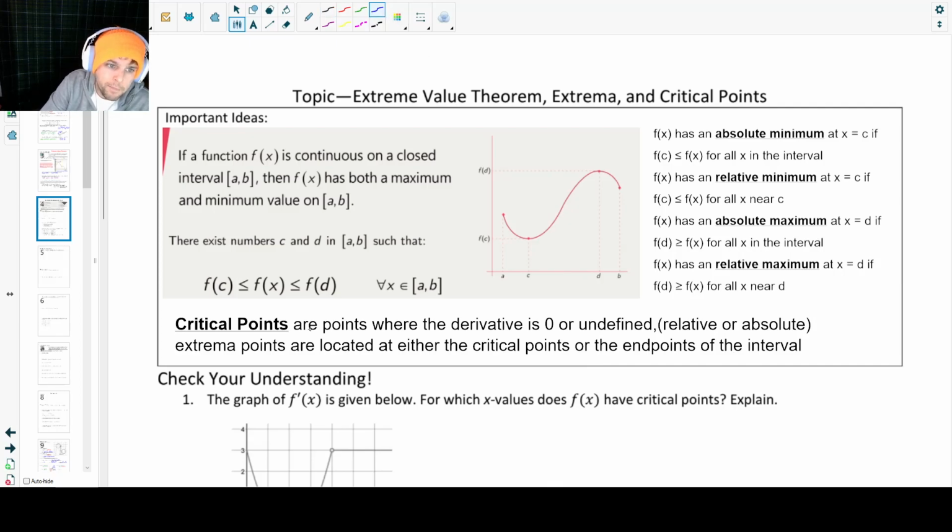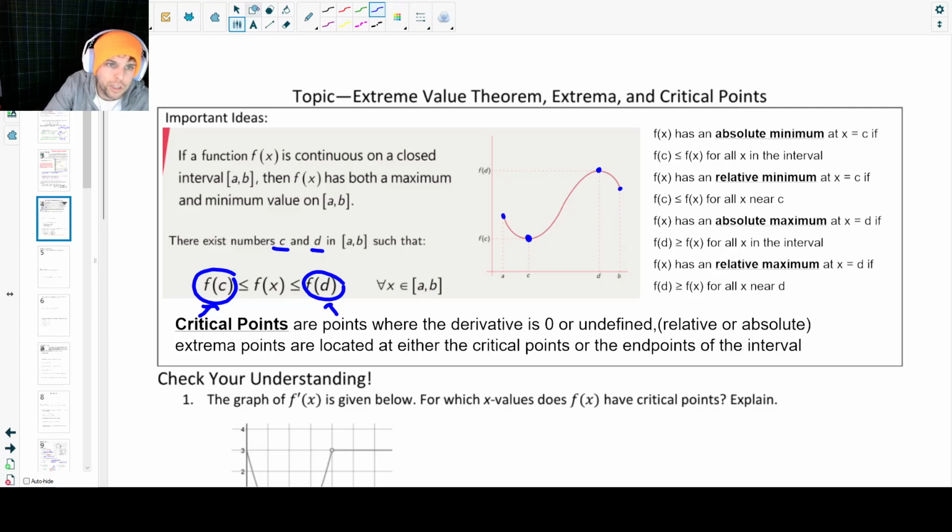In other words, there are two numbers, a number c and a number d, that are in our interval, such that the output for c is less than the output for our function at all values of x, and a value of d that's greater than all of our values for f of x, again, in that interval. So this one would be our minimum, and this one would be our maximum. And you can see here on this little graph, looking between A and B, we have a minimum value happening at C, and we have a maximum value happening at D.